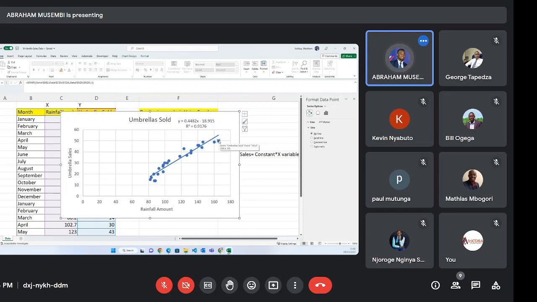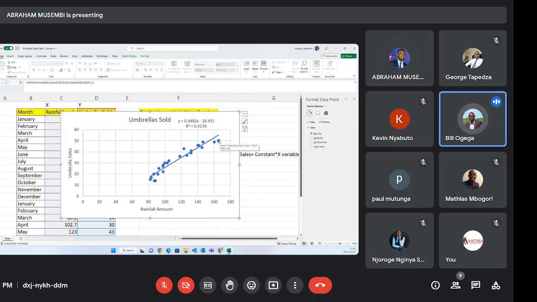So with that, it is evident that x is the rainfall amount and our y-axis is umbrella sales. I hope we are good, Bill. Yes, I'm good, but I think I want a recommendation.